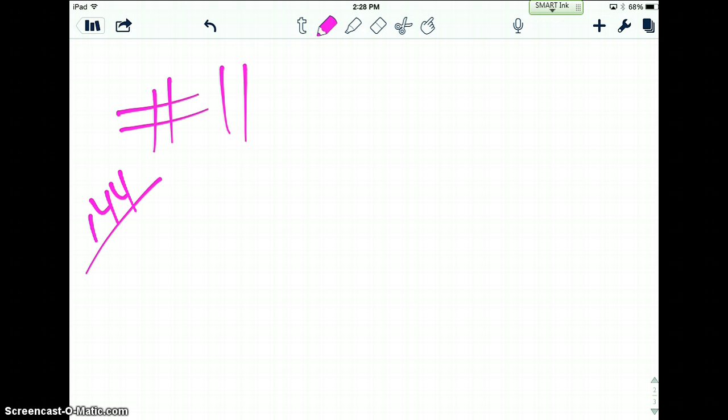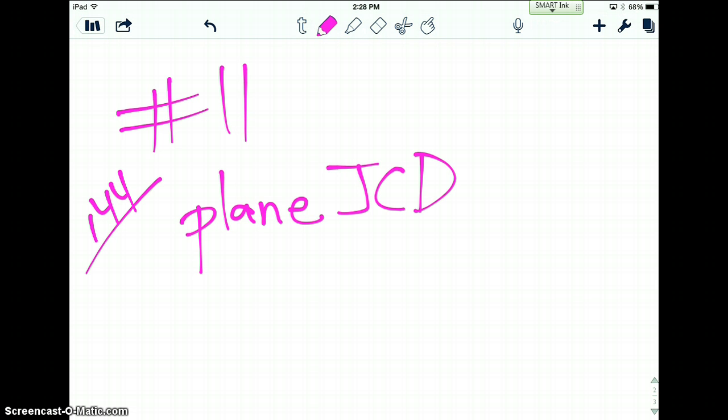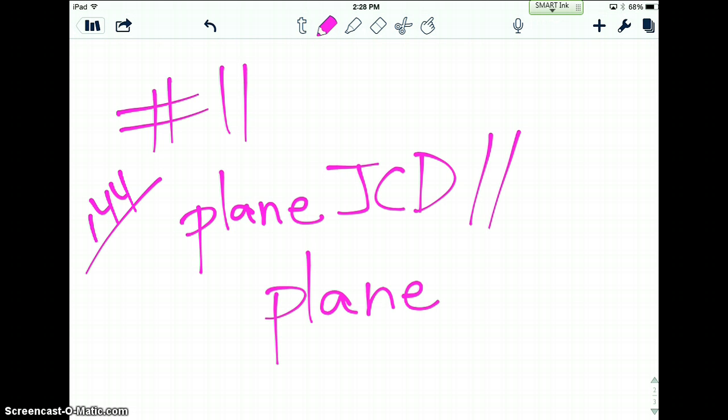Okay, so number 11, a pair of parallel planes. So I want you to fill in the blank. If I start with a plane and I name it, let's say I name it JCD, and I'm asking you that is parallel to what plane? So go ahead, try and figure that out. Plane JCD is parallel to what?